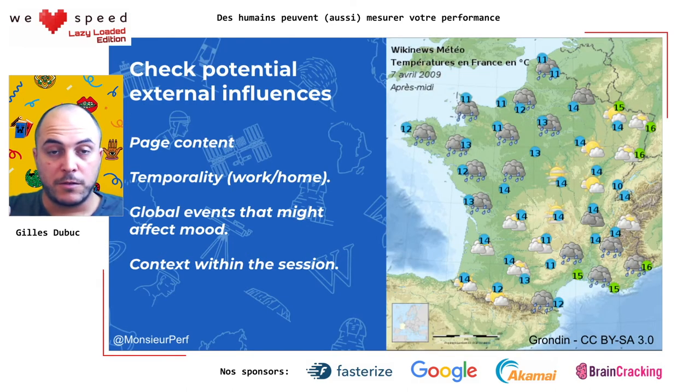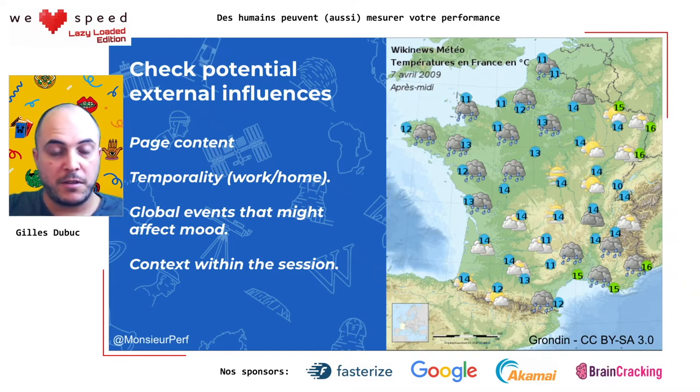To that effect, it's also very important to study the context, not just the responses and the performance metrics, but also the page content. Was this a page on your website that's more likely to make people upset, for example? Did people access it from home or from work, depending on the time of day? Did some global events, like going into a lockdown or leaving one, affect the mood of your visitors to the point that they might give slightly different answers because they're not in their normal mood?